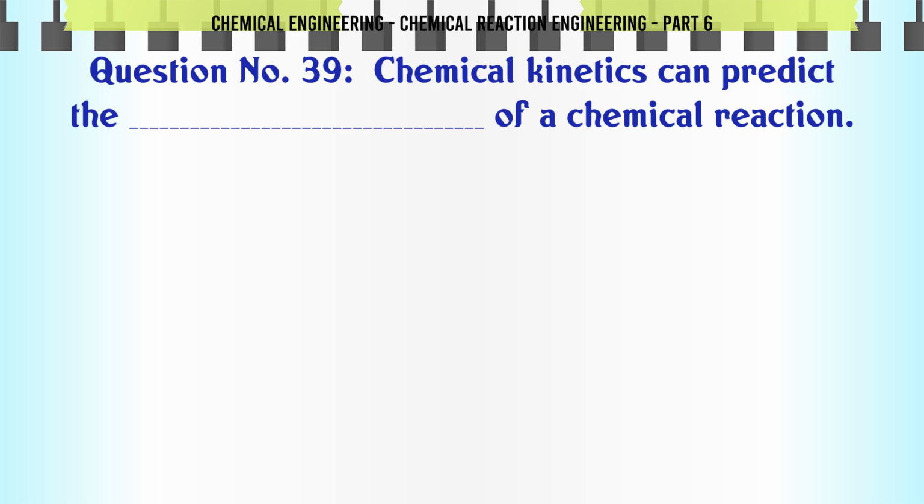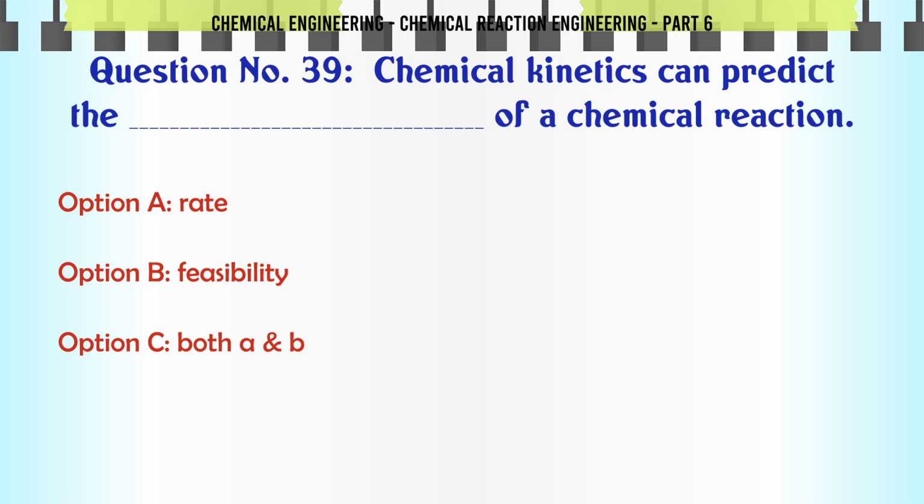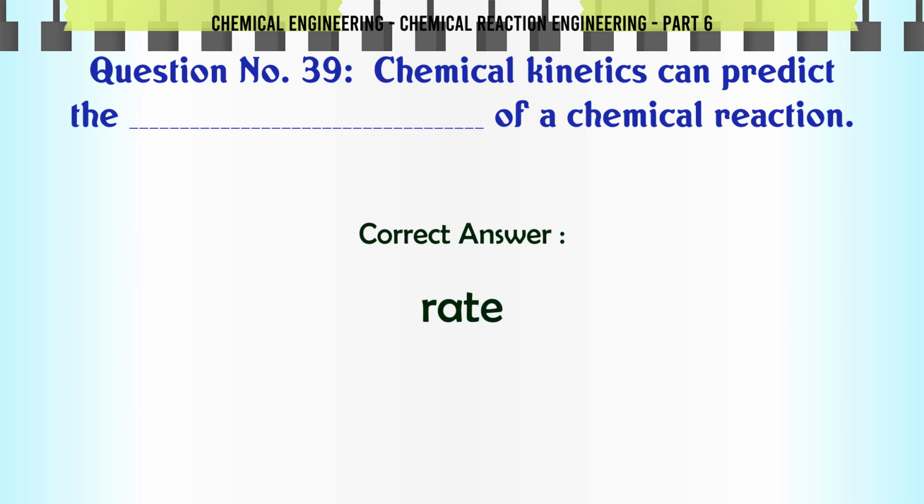Chemical kinetics can predict the blank of a chemical reaction. A. Rate. B. Feasibility. C. Both A and B. D. Neither A nor B. The correct answer is rate.